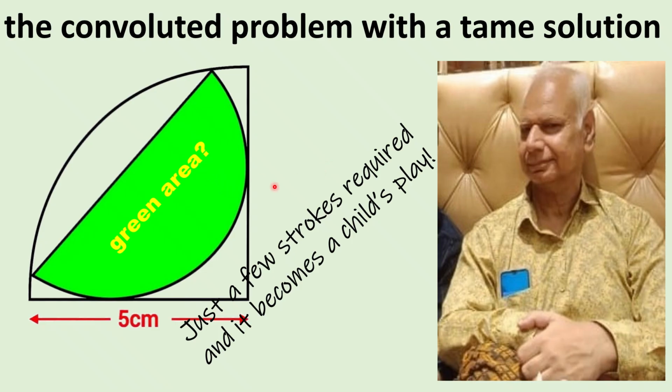Apparently it looks complicated, and in fact I myself had to struggle a bit with this problem. We have to find the green area, the green semicircle area which is inside a quadrant with a radius of 5 centimeters. It is apparently a bit off the beaten track, but actually it is very simple. Let us see how to do it and see how the complicated looking problem will have a very easy solution.